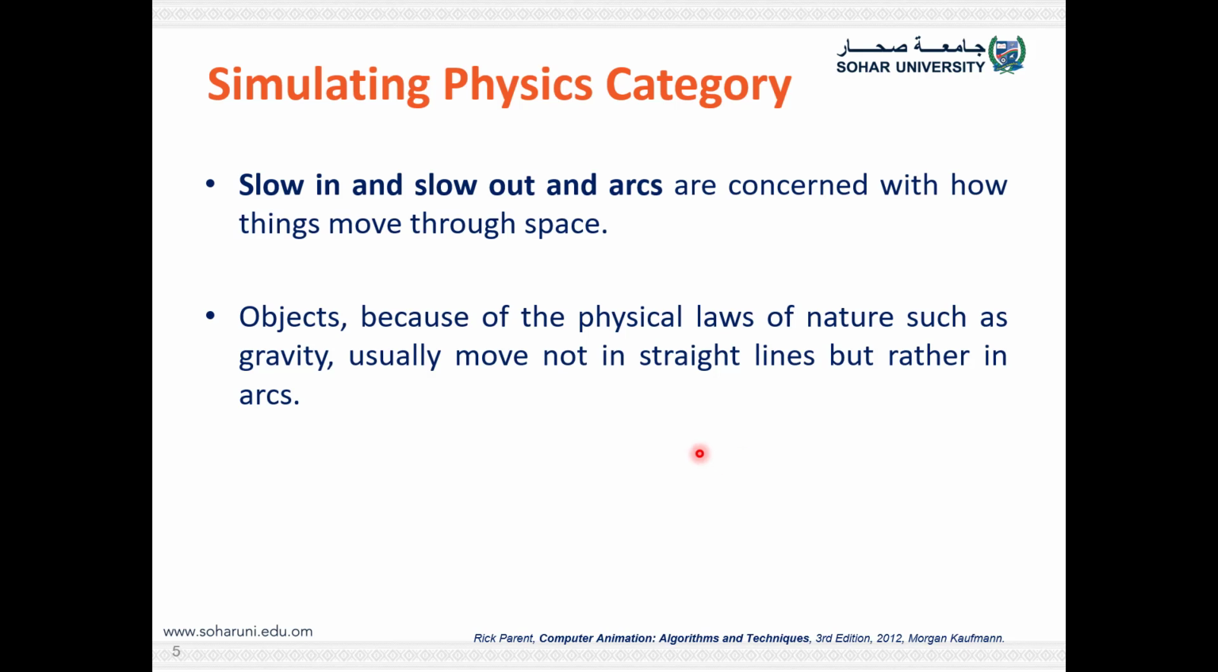Another principle is called slow in and slow out, in addition to the arc. Always these are concerned with how things move through space. For example, when I want to animate a car moving from one place to another, the car will start slowly, then will speed up. So this is the meaning of slow in and slow out. When it starts moving it will be slow, but after that it will be fast.